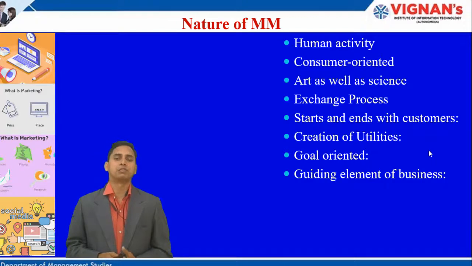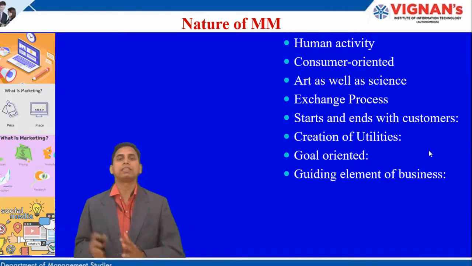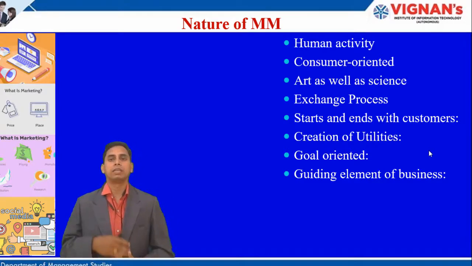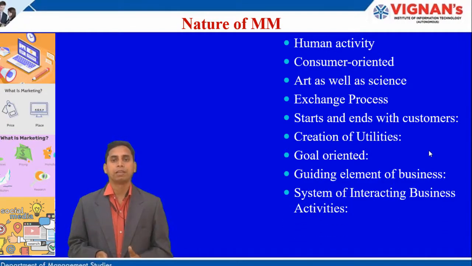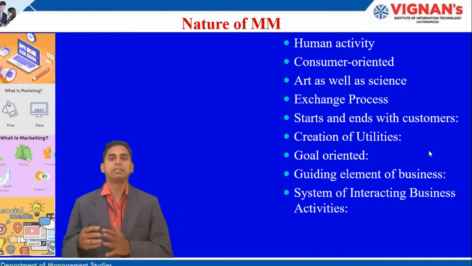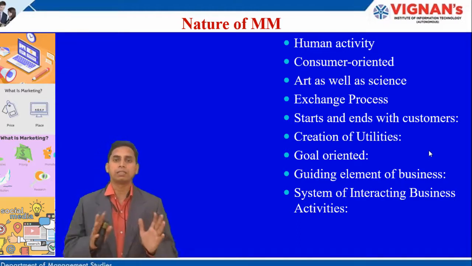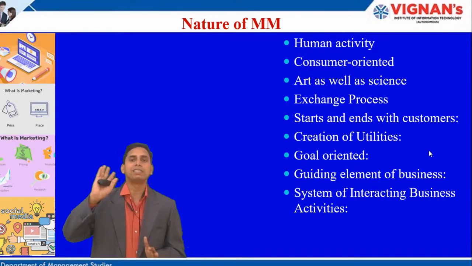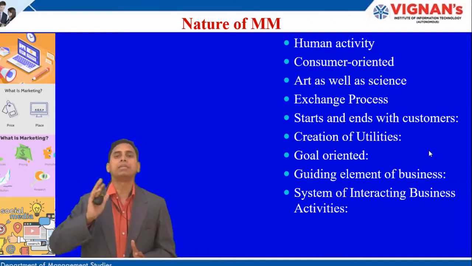Guiding element of business. For any business, what is the guiding element? Marketing management is the guiding element for any business, because it ensures the different things that are supposed to be done for achieving customer satisfaction. So it guides the entire business. It is a system of interacting business activities, because it connects the various business activities finally to achieve customer satisfaction.